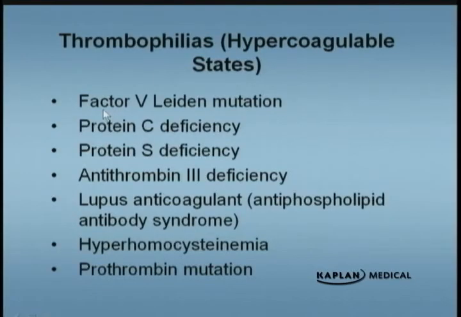The most important one of these is the one that you really have to remember, because we may get asked on this, is factor V Leiden mutation. Now, I've said a little bit about this before, but the factor V Leiden mutation is very important. It's probably the most common hypercoagulable state, the most common thrombophilia. You may hear that terminology, thrombophilia, from now on. People are using this very commonly.